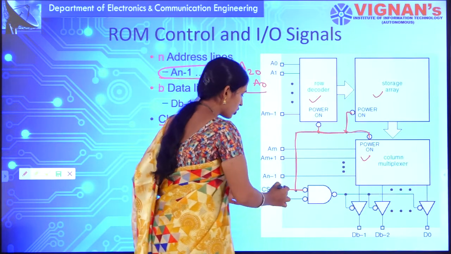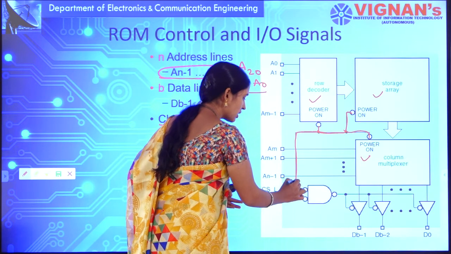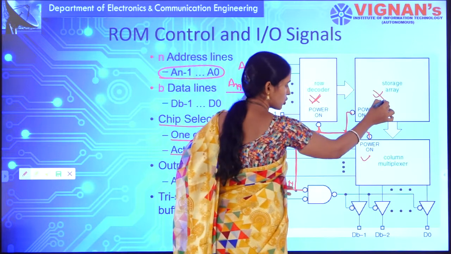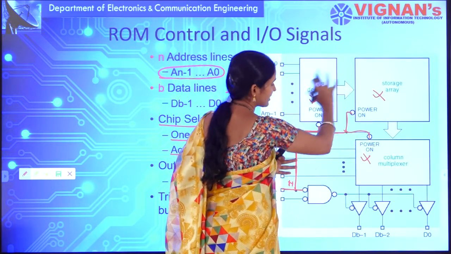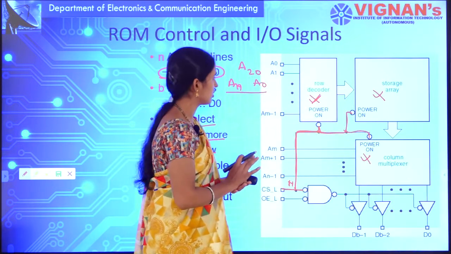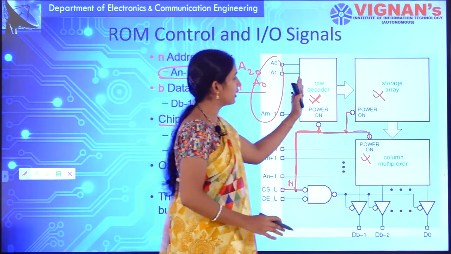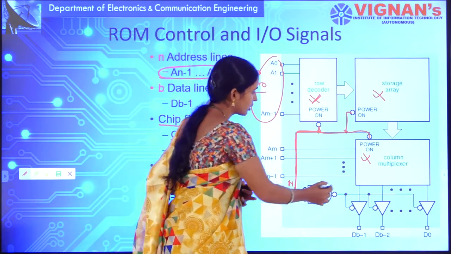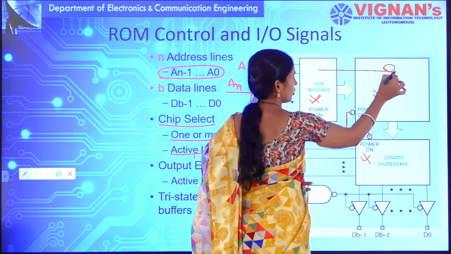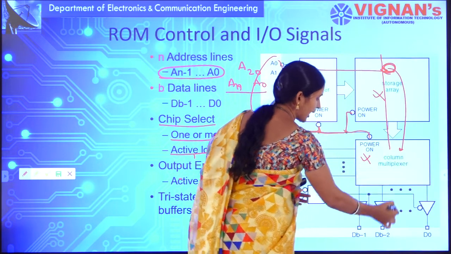If the chip select pin is active high, what happens? This active high will be provided to this, so it will be in the off condition, and the storage array will be off as well. You cannot access the data at that particular address. All the addresses are provided by the microprocessor, the row decoder will decode that, and the column multiplexer will select that particular row as well as column. Based on that, you can access the data.